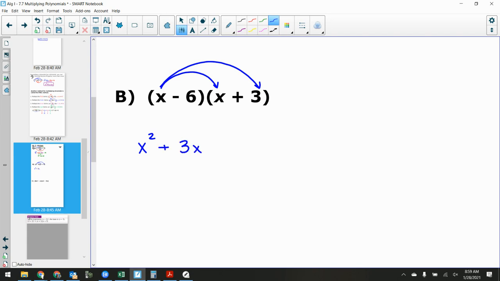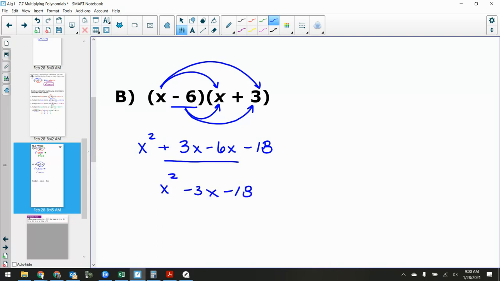And now let's distribute in the negative 6. And again, I'm talking about a negative 6. Negative 6 times x is a minus 6x. Do you notice how the sign became the operation? Negative 6 times x is a negative 6x. So it just becomes a minus 6x. Negative 6 times positive 3 is a negative 18, minus 18. And now we combine like terms in the middle. We get x squared minus 3x minus 18.